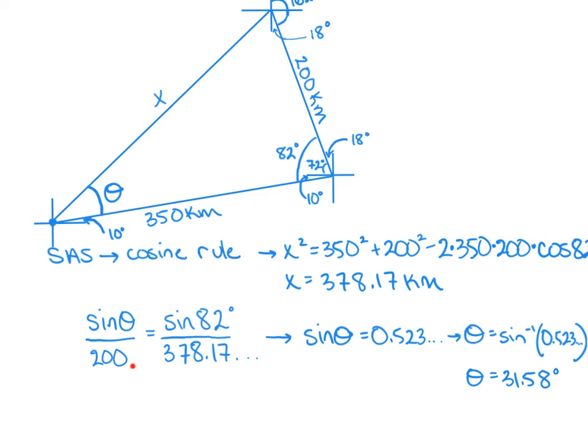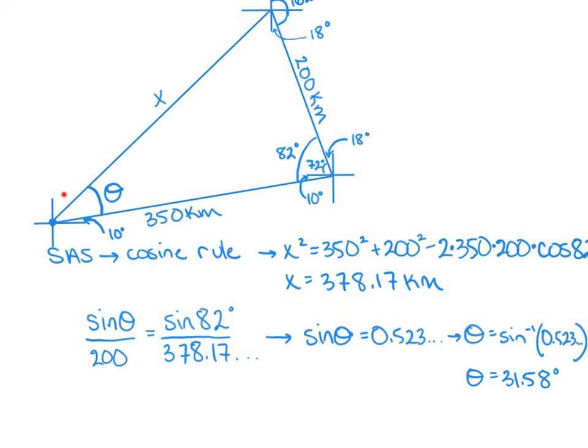So here's my sine rule set up, the proportion that I set up, the sine of theta, which is here, over 200 equals the sine of 82 over x, which we found was 378.17. Solving that, I got that sine of theta is equal to 0.523 and so on on my calculator. I'm going to hold that whole answer on my calculator. And then when I do inverse sine, I get that theta equals 31.58 degrees. So I now know that this angle in my triangle is 31.58 degrees.